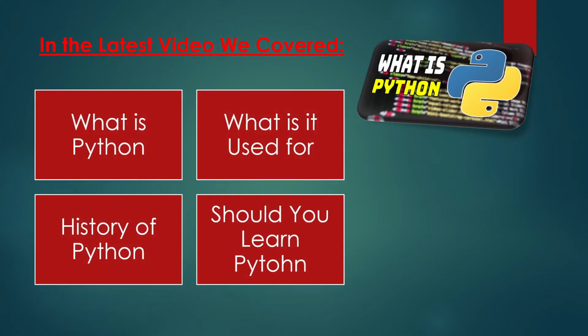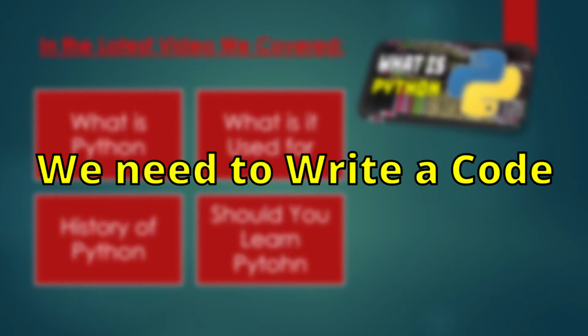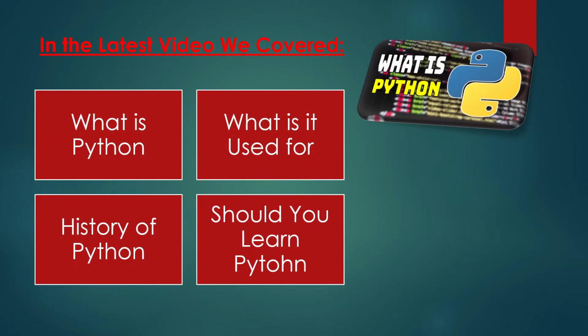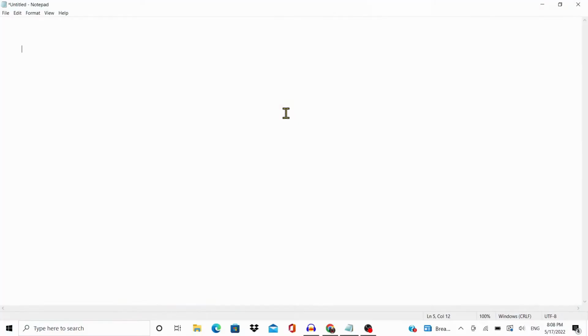In the last video, we covered what is Python, what is it used for, the history of Python, and should you learn Python. But if you want to learn Python, we need to write code. Where exactly? Well, let's try on a random text editor like Notepad. Alright, we are on Notepad and let's write some code. And because it is a beginner's tutorial, I'm not gonna write something fancy. Instead, I'm gonna go with 1 plus 1.